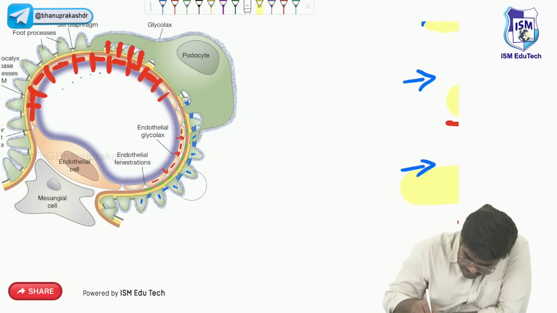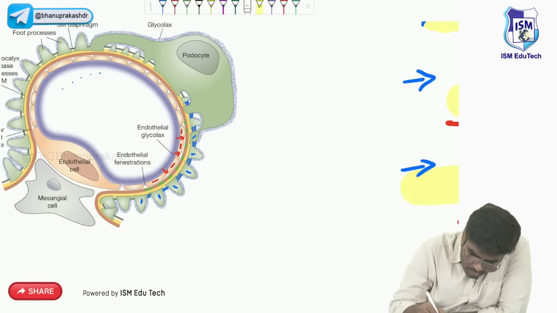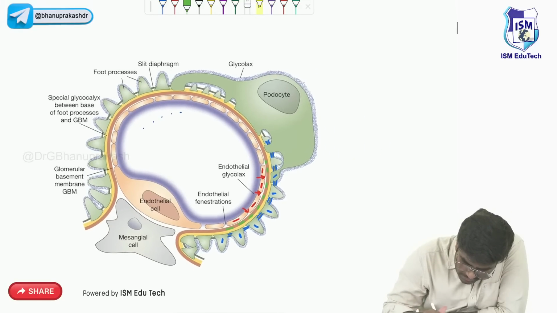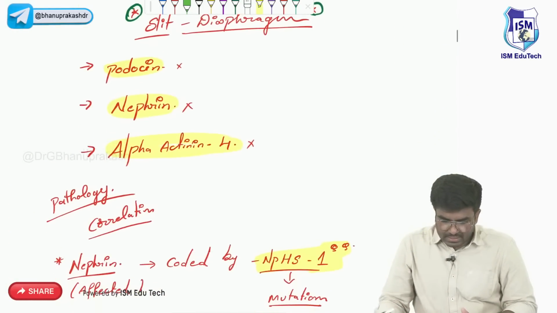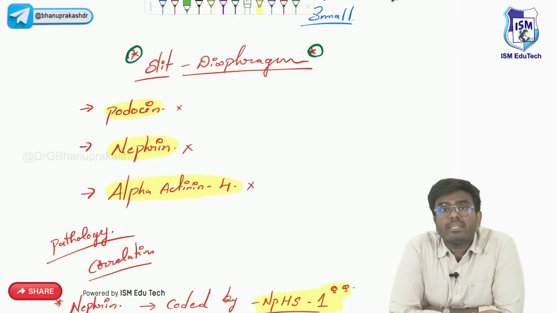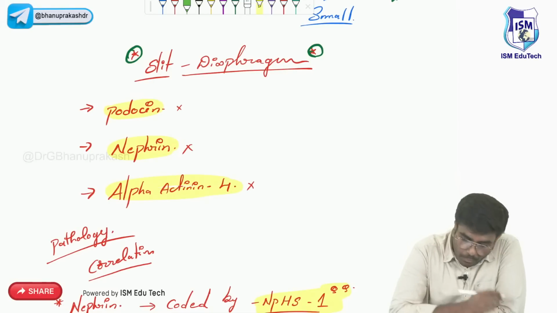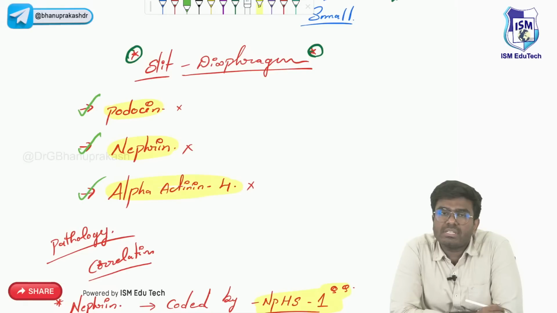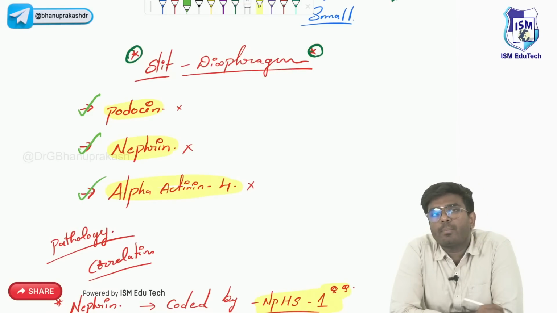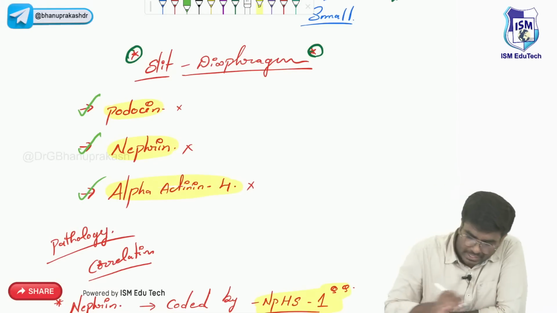See here, in between the podocytes, in between the podocyte foot processes, there is something called a slit diaphragm. Are you able to appreciate this small protein here? Now, in exam, what kind of questions will be asked regarding that? Slit diaphragm is made out of which proteins? The important proteins are podosin, nephrin, alpha actinin 4. Podosin, nephrin, alpha actinin 4 are the proteins which form the slit diaphragm.